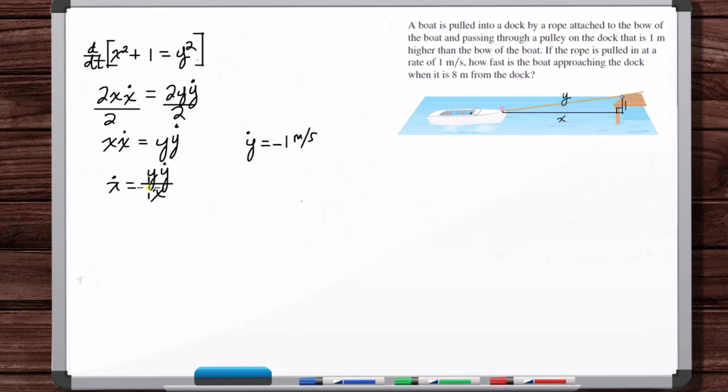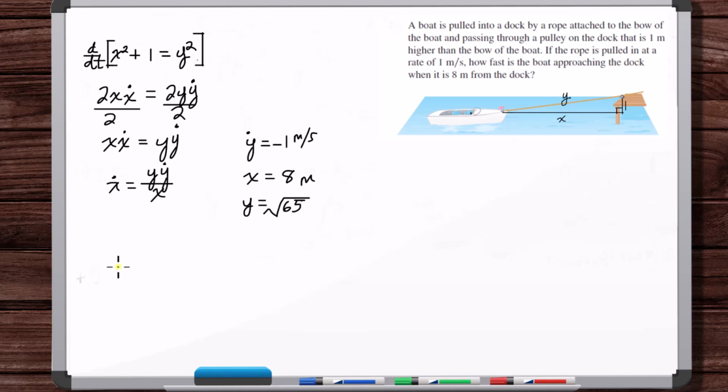Now, we also need to put in x and y at some moment. It's going to be the moment when the boat is 8 meters from the dock. So x is going to be 8, but positive or negative 8? Well, the side lengths will never be negative. You can't have a negative side length of a triangle. So this is just going to be 8. And then y, just use the Pythagorean theorem. 8 squared plus 1 squared is equal to y squared, so that's just the square root of 65.